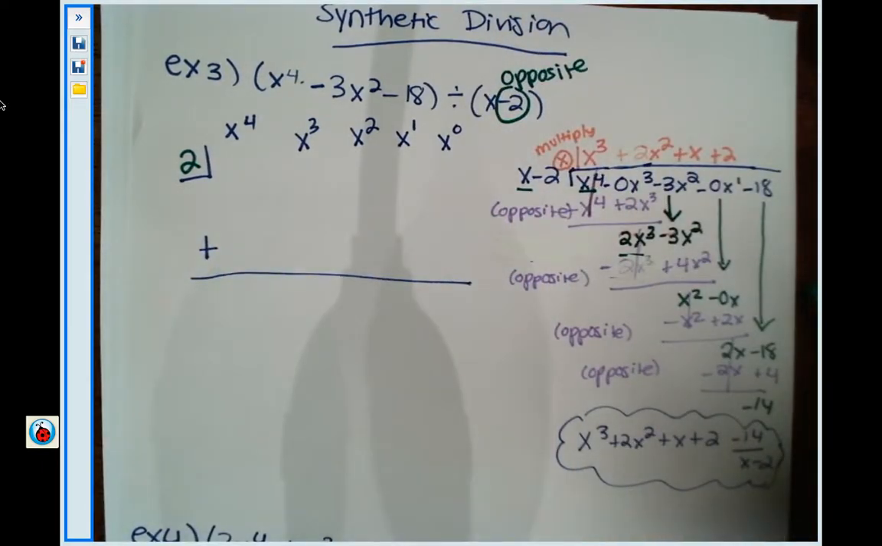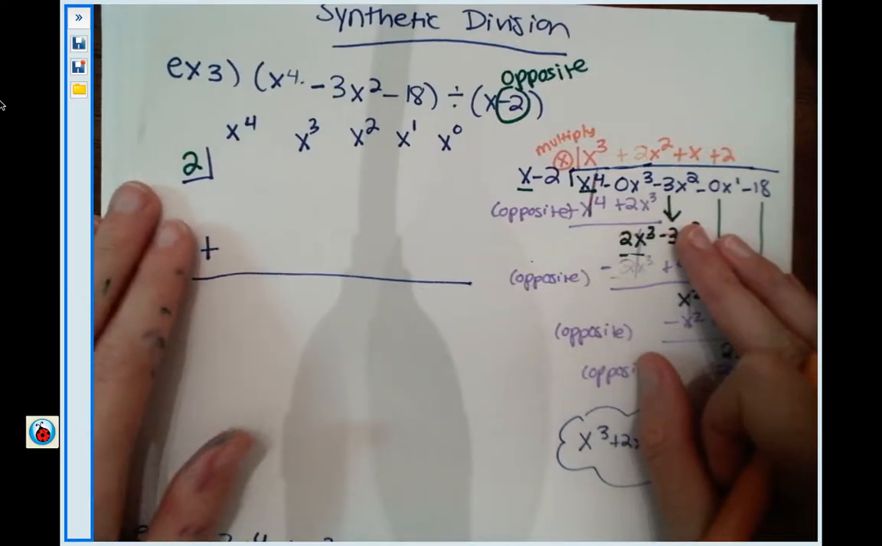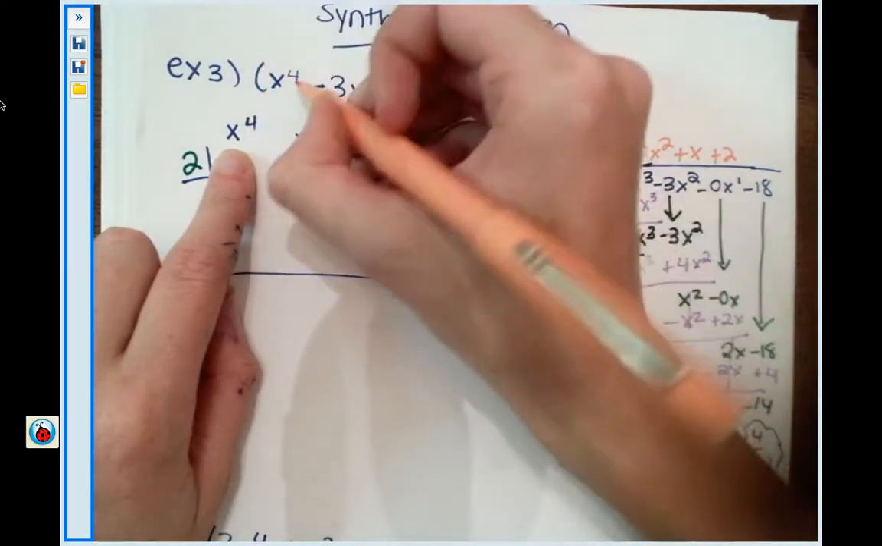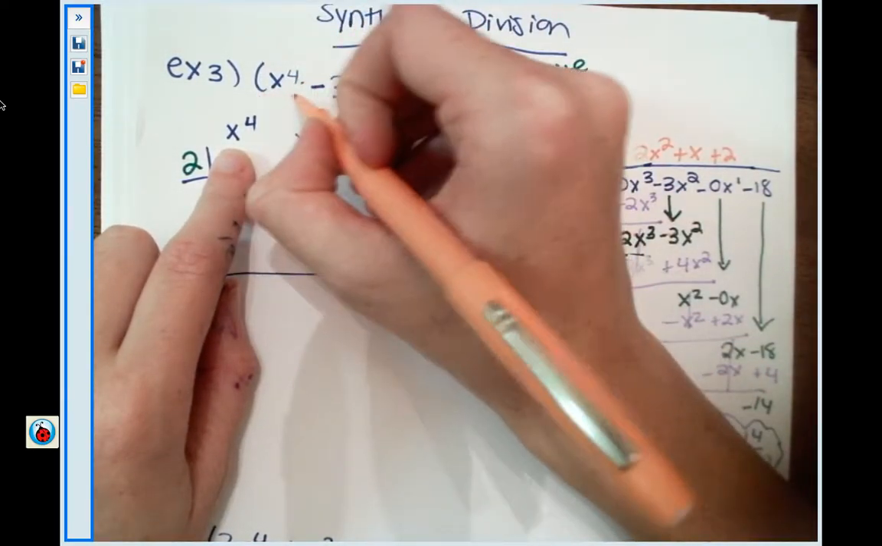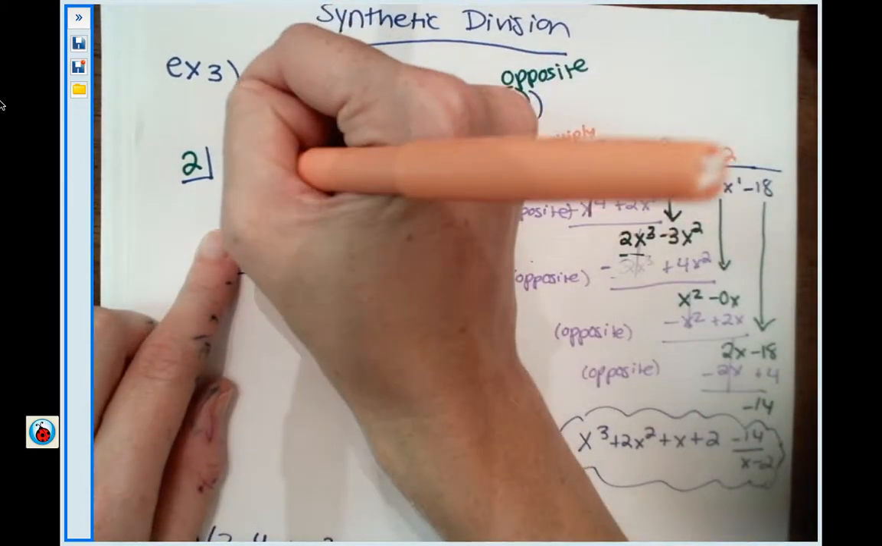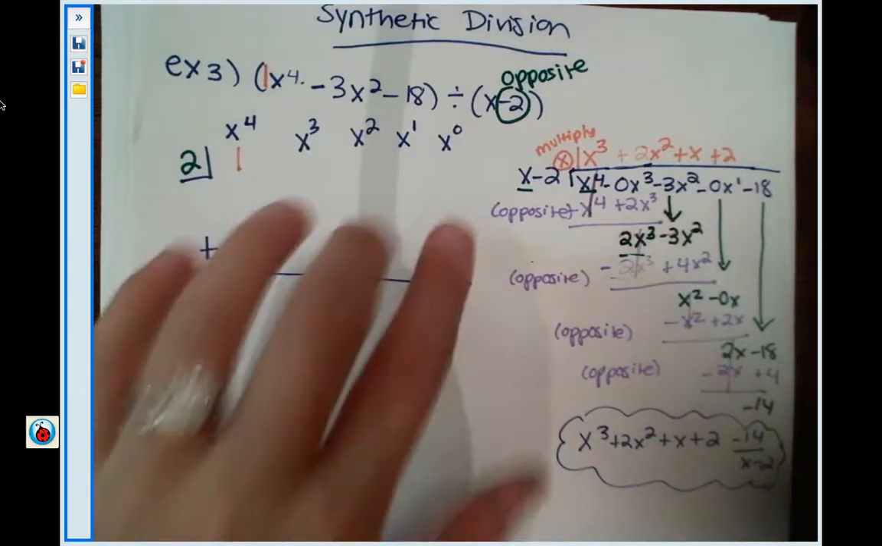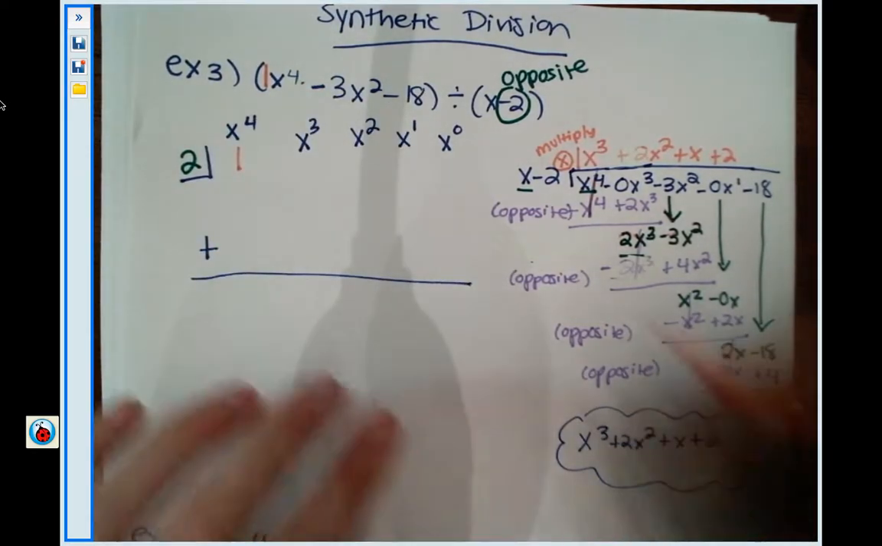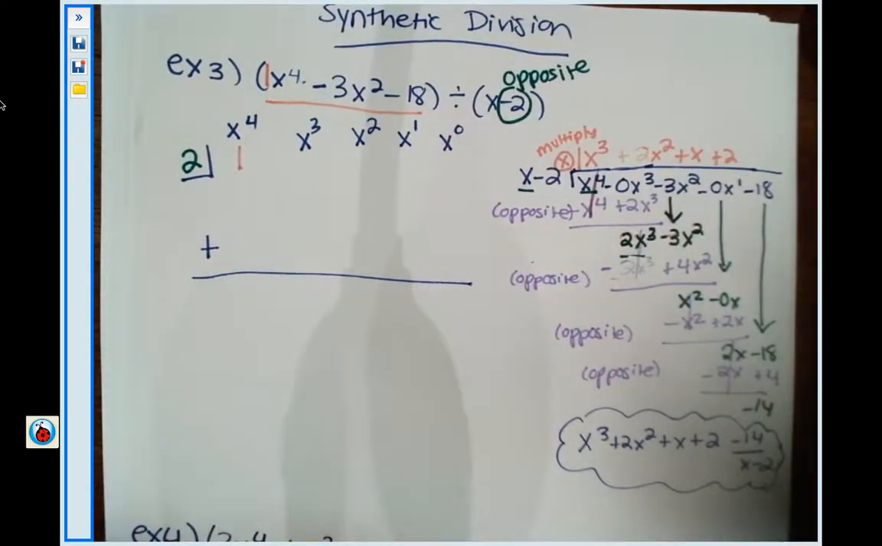Okay, so what is the coefficient of x to the fourth? I don't see a number in front of my x to the fourth. So secretly there is a 1 there. So I'm going to put a 1 for my x to the fourth. And again, these are coming from the dividend. So I'm looking at the dividend right now.